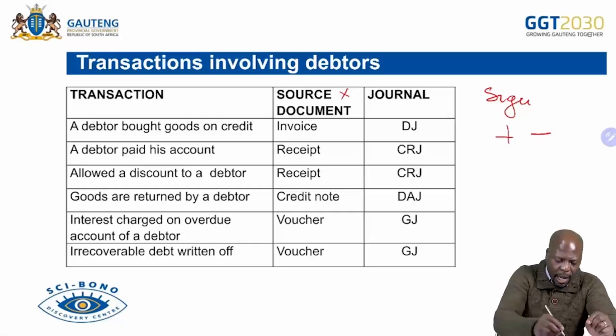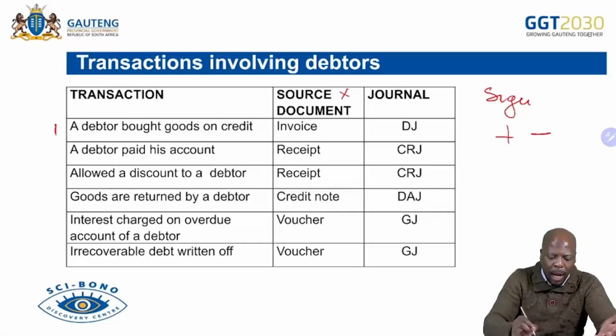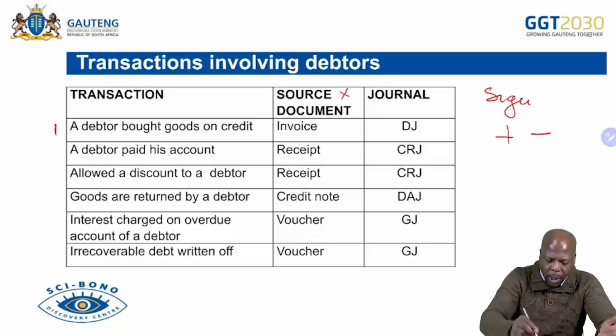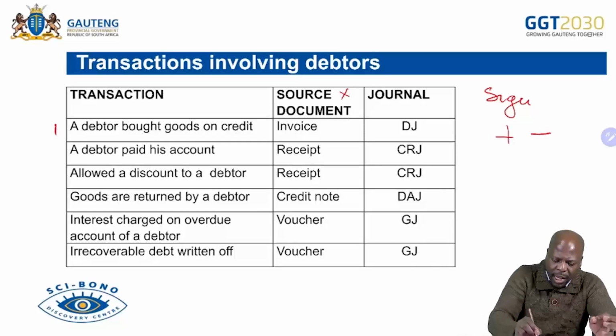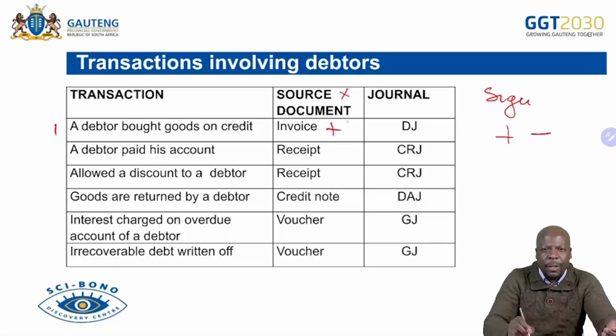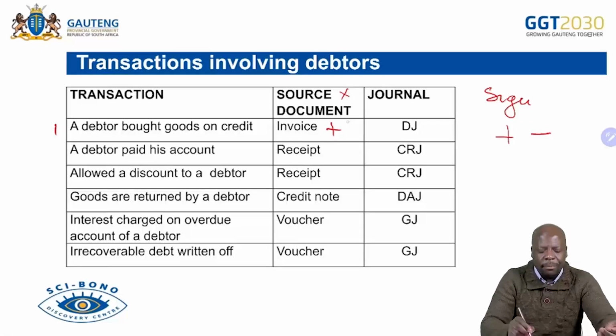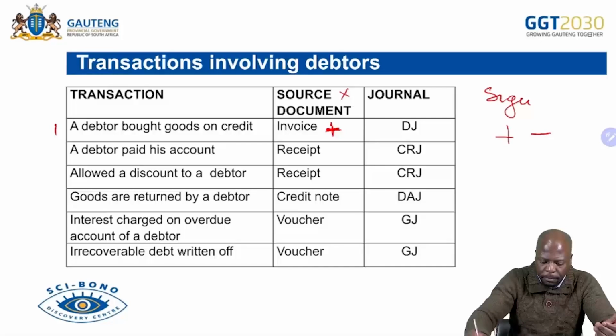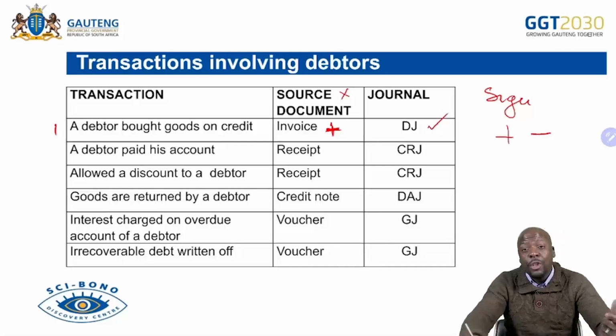The first one, I'm going to treat this as my number one. It says, a debtor bought goods on credit. Once a debtor bought goods on credit, remember the source document is your invoice. Whenever you see an invoice, you must think a plus. In other words, once we see an invoice, it increases our debtors. So the sign we're going to keep whenever we see an invoice is going to be a plus. Where do we record that? We record that in the DJ, which is your debtors journal.